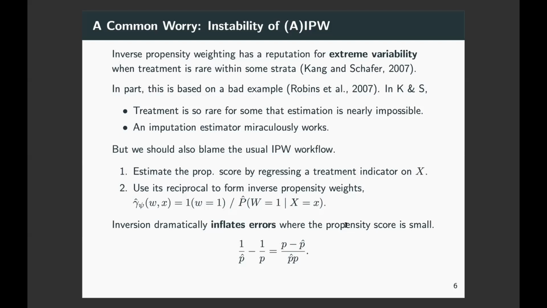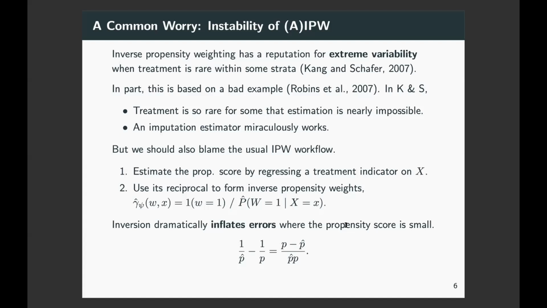Remarkably, an imputation estimator still works. And if you tweak the experimental design just a little, if you simulate something slightly differently, this falls apart and no estimator works anymore. So we really probably shouldn't be using this example to decide whether inverse probability weighting works or doesn't work.